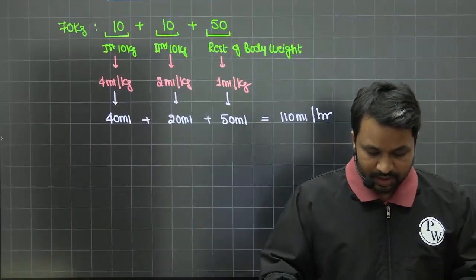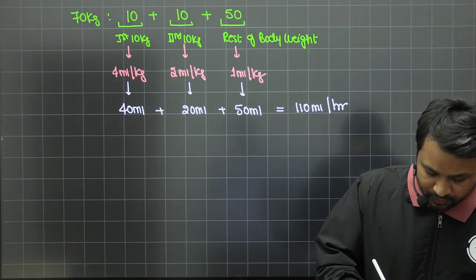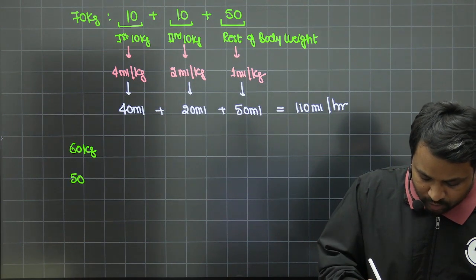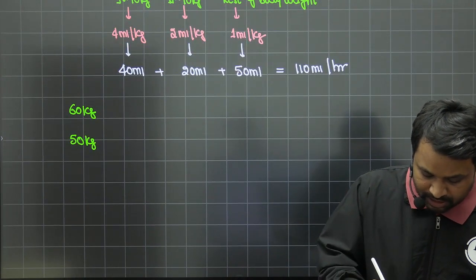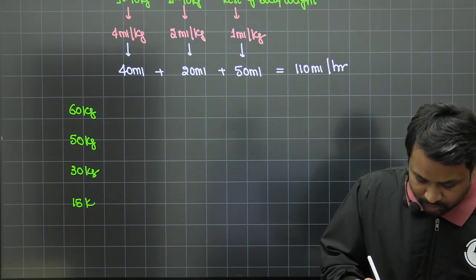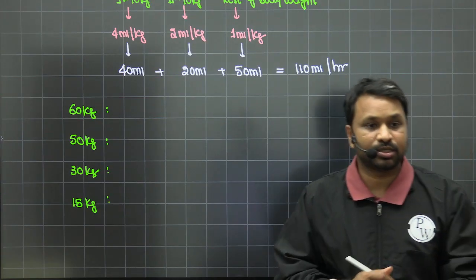Now, let's give you another example so that you're even better at this. If you have a 60 kilogram patient, what will be the maintenance fluid? If you have a 50 kilogram patient, what will be the maintenance? If you have a 30 kilogram patient, what will be the maintenance? And if it is a 15 kilogram patient, what will be your maintenance, right?